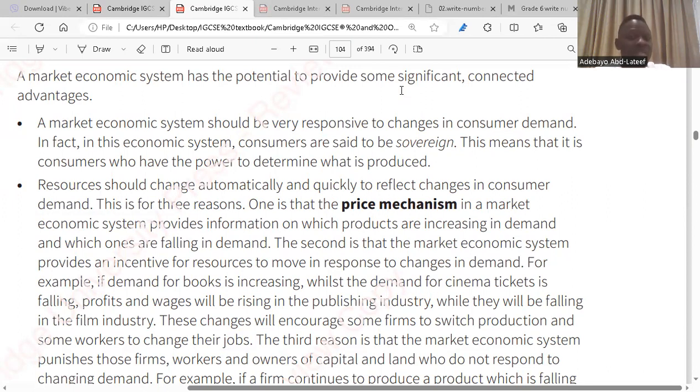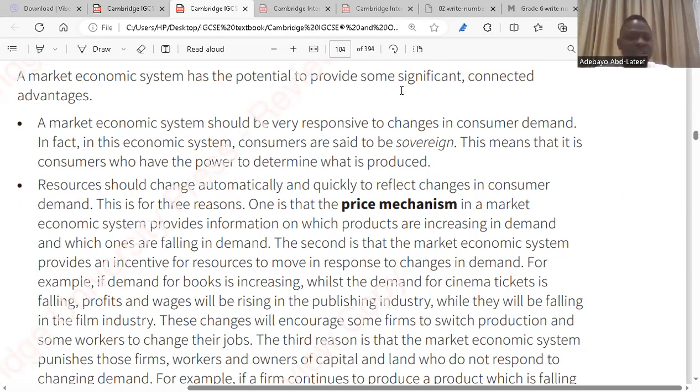A market economy system provides information on which products are increasing in demand and which ones are falling in demand. So there's the price mechanism, which determines the demand for and supply of a product. Because the demand of the product is increasing, we have to switch to start producing it. If the demand of a product is falling, we have to stop and start looking for what consumers need. So that's what the price mechanism works for.